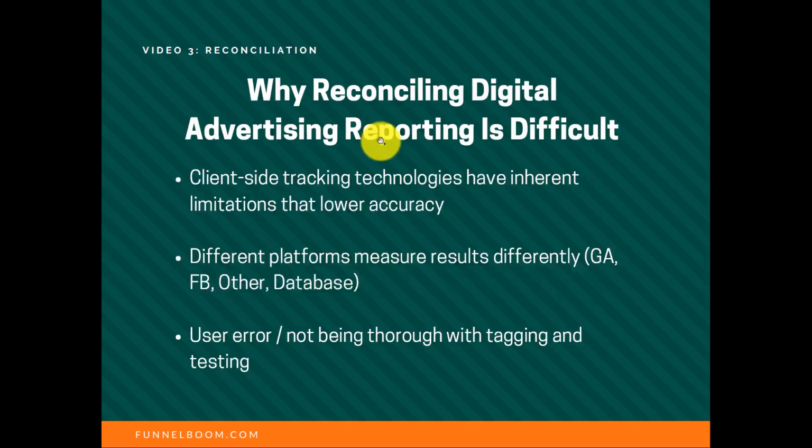Now, other analytics platforms typically operate similar to Google Analytics. So if you're using something like Heap Analytics or Wicked Reports, they have options to use different attribution setups. But at the end of the day, your database is going to be your most ironclad source of truth, because obviously the payments are coming in there. I'm talking about if you have an Infusionsoft or Shopify, wherever your orders are getting stored, that's going to be the actual record of truth. Okay. So the three main reasons are: client-side tracking technologies are flawed, different platforms measure results differently, and the last one is user error, not being thorough with your tagging and your testing.